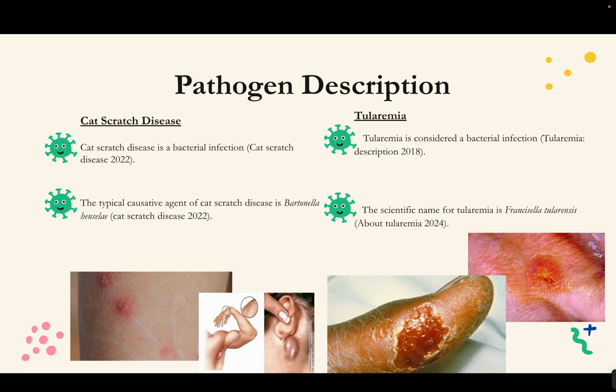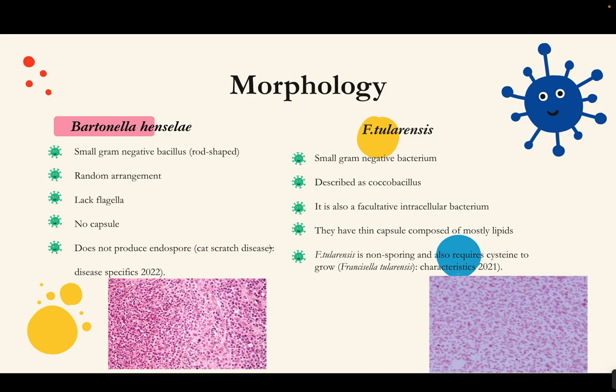Pathogen description. Cat scratch disease is a bacterial infection, and the causative agent of cat scratch disease is Bartonella henselae. Tularemia is also considered a bacterial infection. The scientific name for the causative agent is Francisella tularensis.